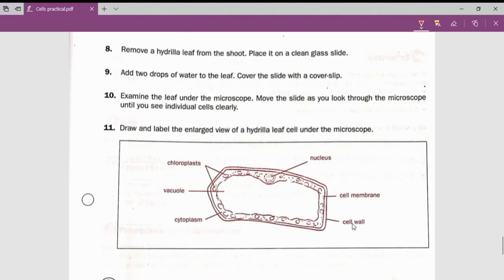The second one that you observed was a hydrilla leaf, right? We're going to draw and label the diagram. We didn't have any time, it was quite rushed. I think one thing was prominent for those who were able to observe the hydrilla leaf, which was the presence of the chloroplast.